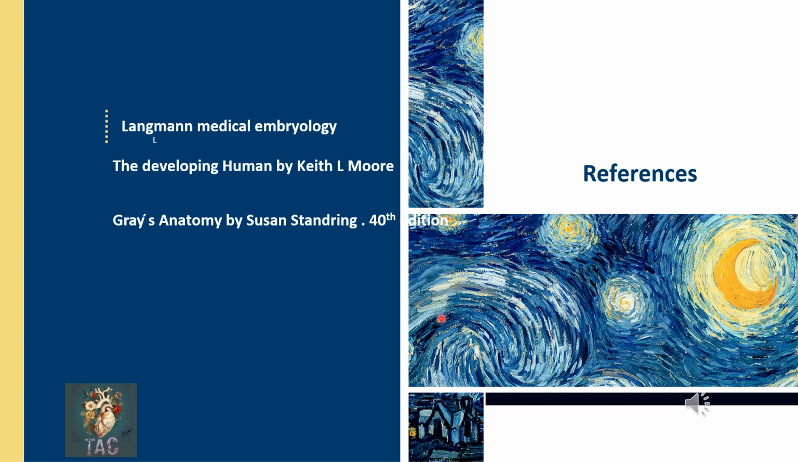Here I complete today's class, and this was a little bit difficult lecture, and you must revise it to memorize it. So here are the references: Langman's Medical Embryology, The Developing Human by Keith L. Moore, and Gray's Anatomy by Susan Standring, the 40th edition. I must say you should study this topic both from Langman as well as from The Developing Human by Keith L. Moore to have a clear concept.